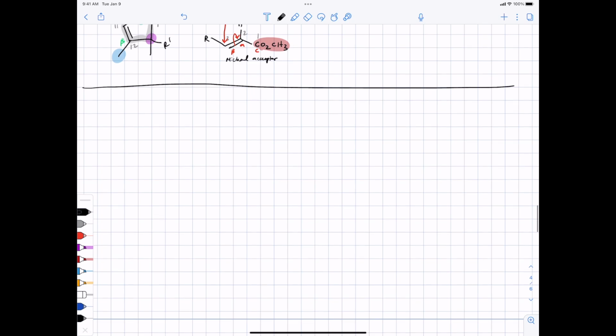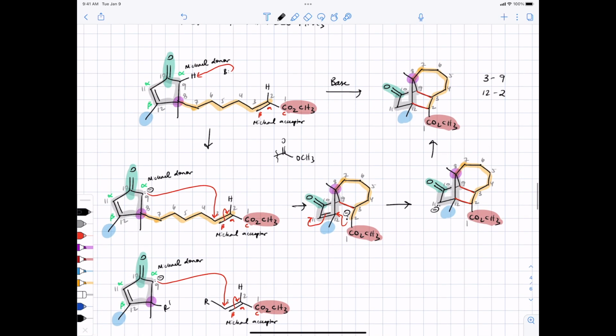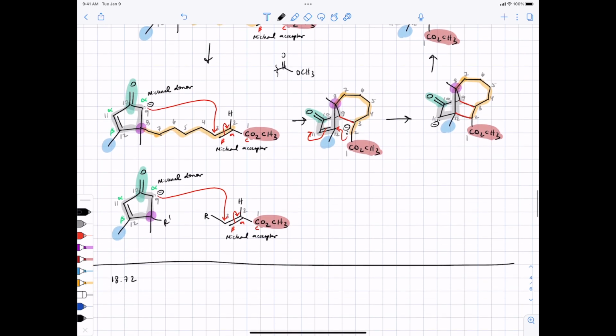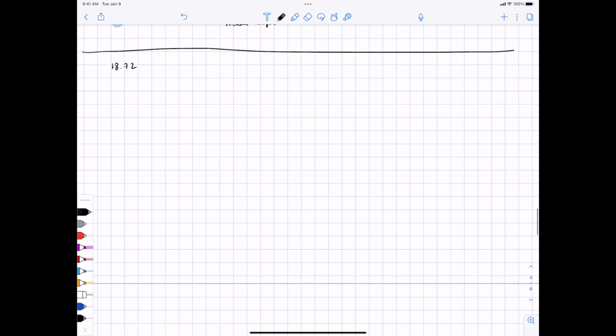This is the last one. This is actually 18.72. By the way, the one we just did was 18.70. This is like aversion therapy by just making you deal with things you hate.